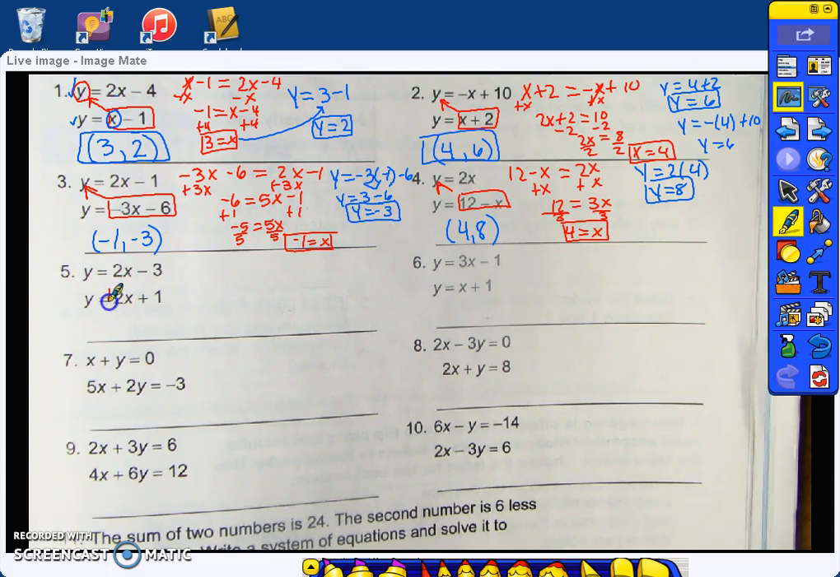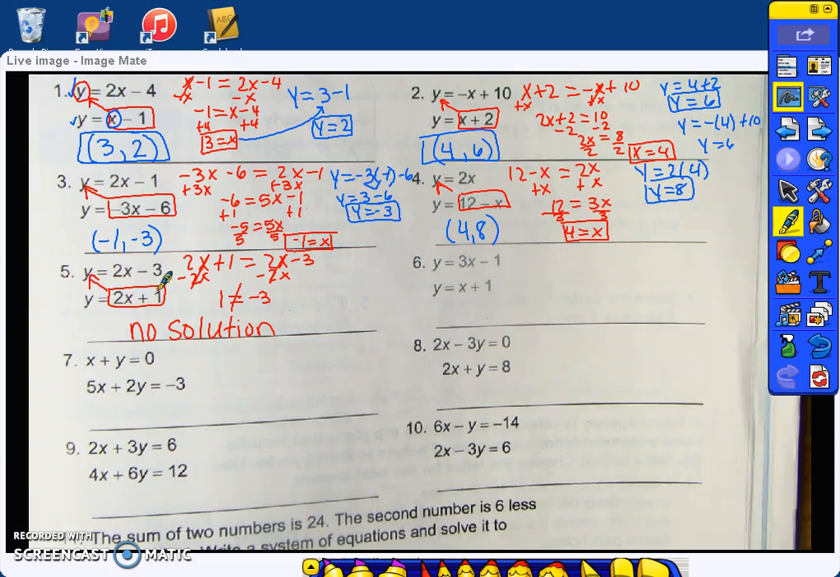Number 5. I'm going to plug this in for y. 2x plus 1 equals 2x minus 3. I have to get my variable on one side. 2x minus 2x is 0. That leaves me with 1. 2x minus 2x is 0. That leaves me with negative 3. 1 does not equal negative 3, so it is no solution. Remember, if it cancels out your variable, if you're left with a false statement, then it is no solution. And we know that if we have the same slope and different y-intercepts, then it's going to be no solution.